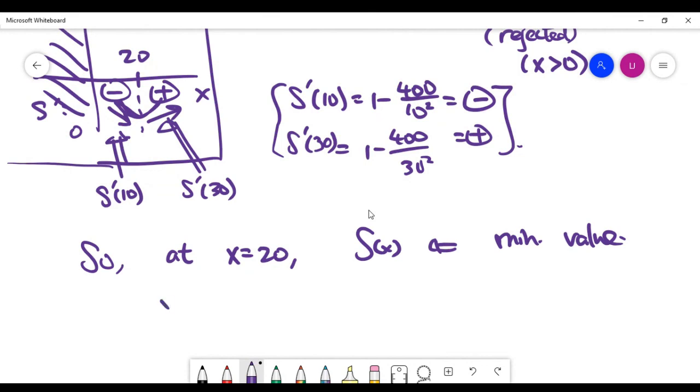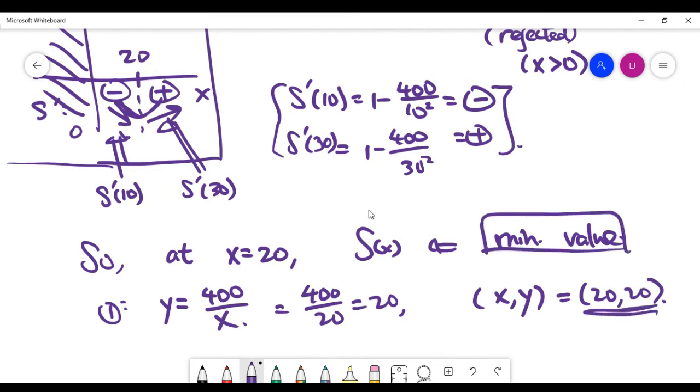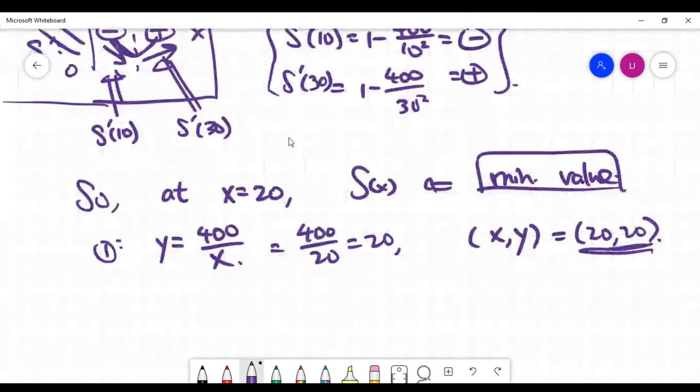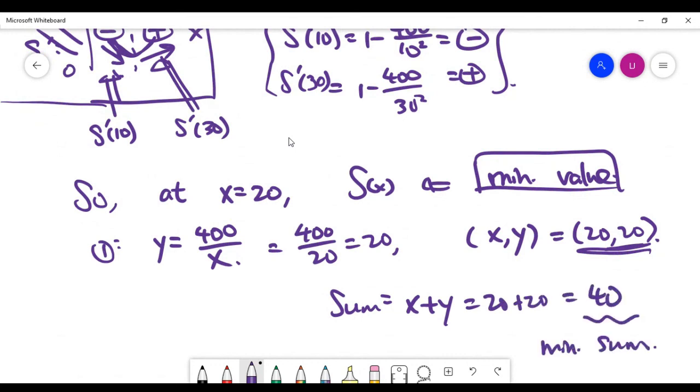And please recall that y equals 400 divided by x. This is our first equation. And it means y equals 400 divided by 20, which is 20 itself. So it means that the pair of numbers we are searching for is actually 20, 20. And let's find the minimum value that we are looking for at this pair of points. And the sum of them, of course, is very clear. The sum of the 2 points is x plus y, which is 20 plus 20, which is 40. And this one is actually the minimum sum that we are searching for.